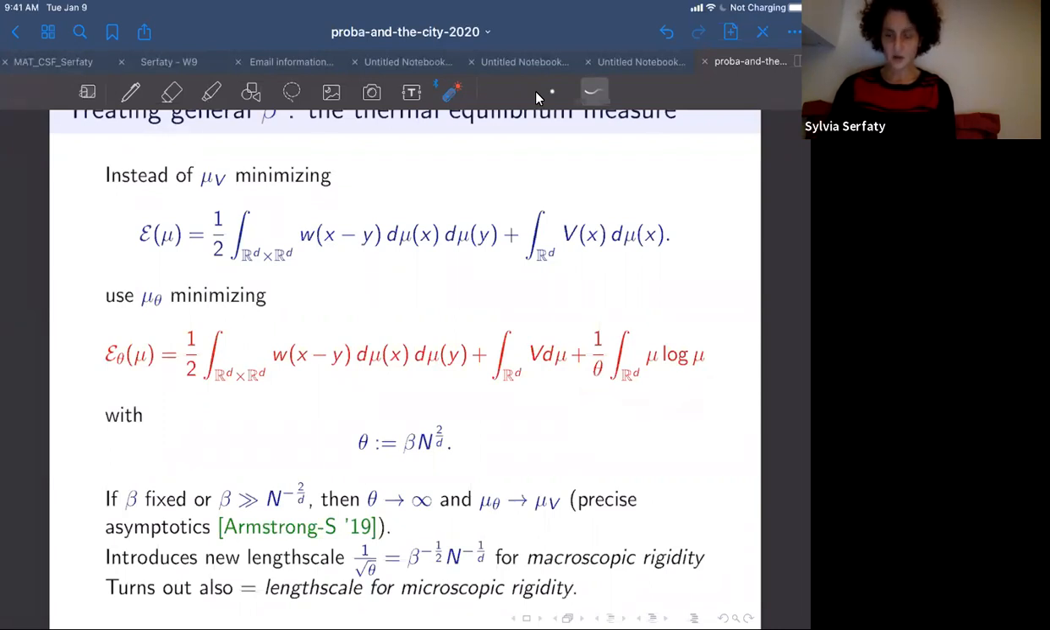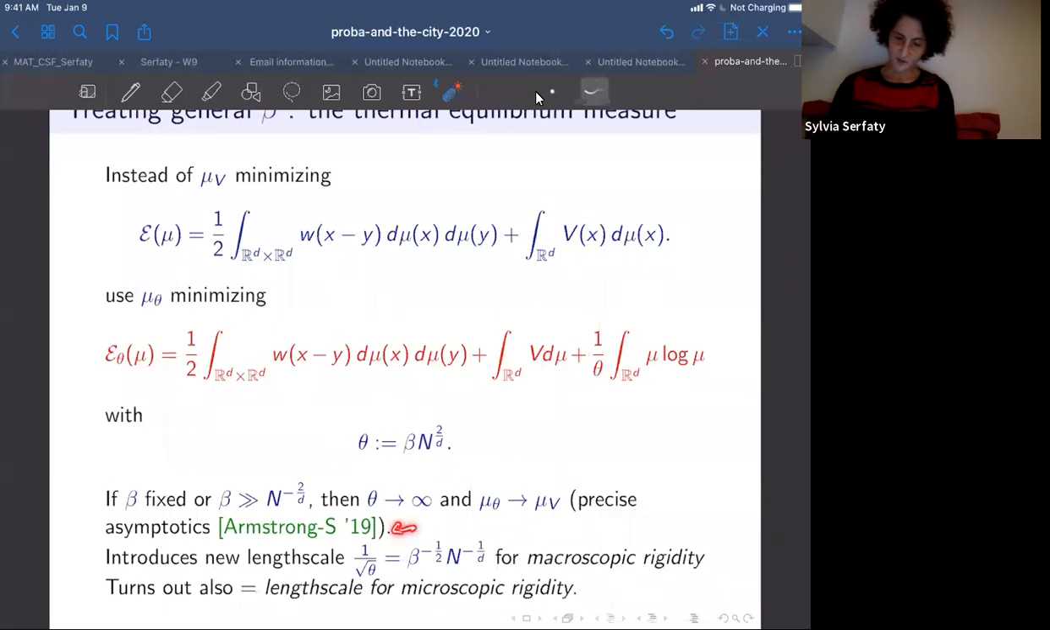And this correction allows you to get more precise results. And also, it allows you to treat the case where beta is not fixed, but in fact, what really matters is that theta is large. It's not important that beta is fixed and this goes to infinity. The regime that's interesting is that theta goes to infinity. So as soon as theta goes to infinity, this mu theta, now I have to call it mu theta for lack of better notation, of course, does converge to mu v.